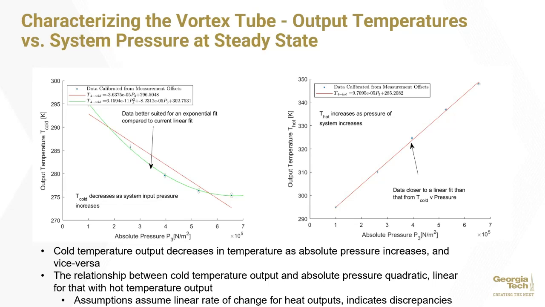The relationship between the hot output temperature and the absolute pressure was more linear, as evidenced by the intersection of the uncertainty ellipses and the general linearity of the data points compared to that of the prior relationship. The nonlinearity between the cold temperature and absolute pressure suggests discrepancies when trying to determine the thermal conductivity of the styrofoam, since the rate of heat transfer is assumed to be linear.